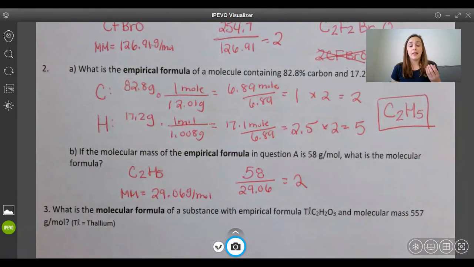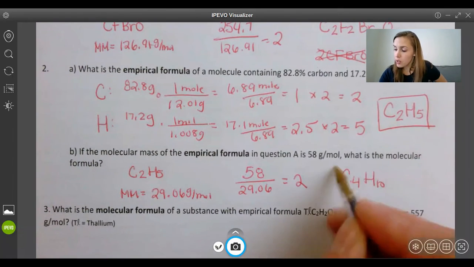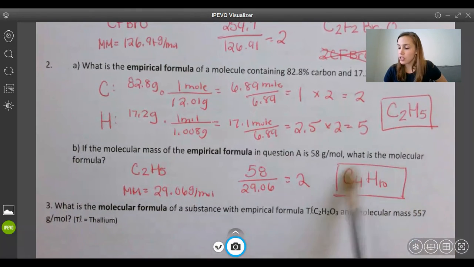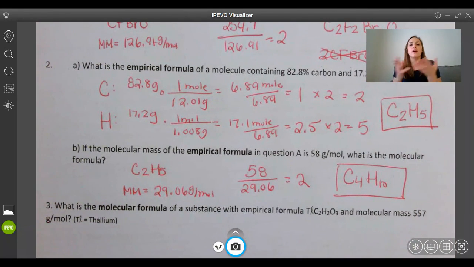That means my molecular formula is 2 times larger, which means I need to multiply all the subscripts by 2, which then leads us to C4H10. One way to check that is to add up the molar mass of this, and you should get 58. So that's one way to double check your work. That's just adding on to our previous lesson on determining the empirical formula. In this one, we simply use the molar mass of the molecular formula along with its empirical formula to find our molecular formula.